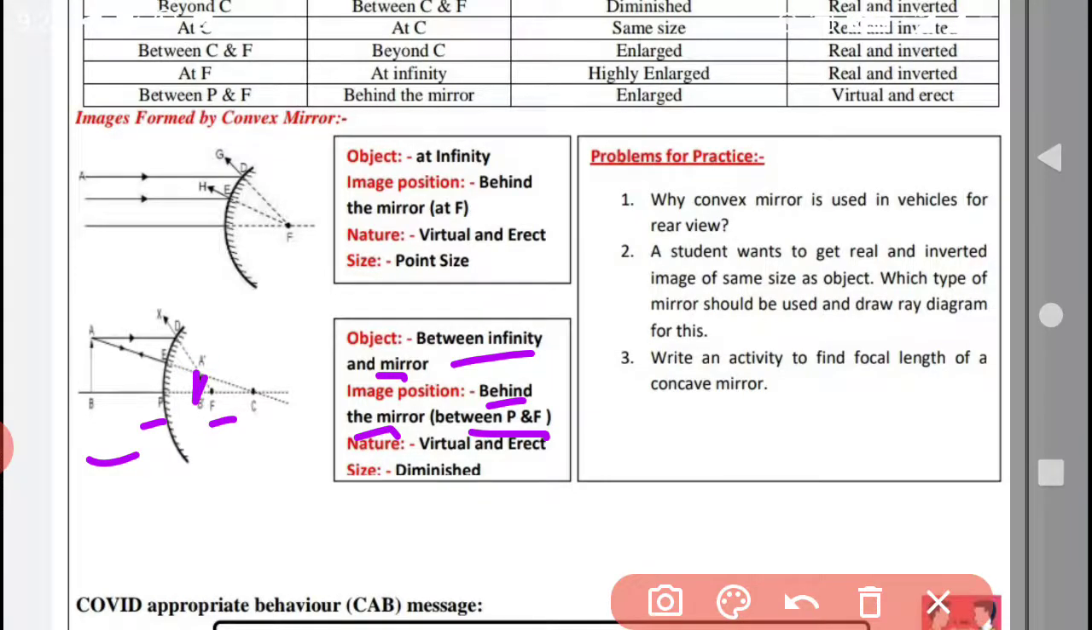So the image is formed behind the mirror, that means the image is virtual and the image is erect.